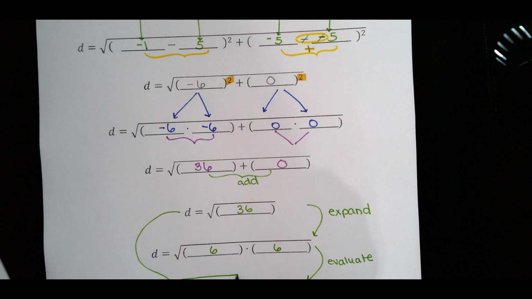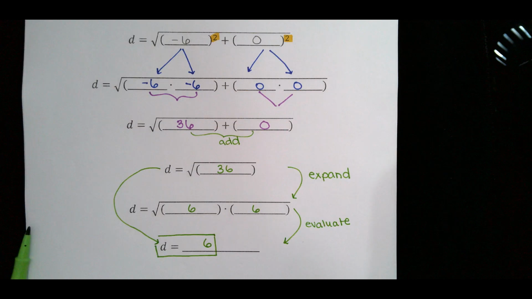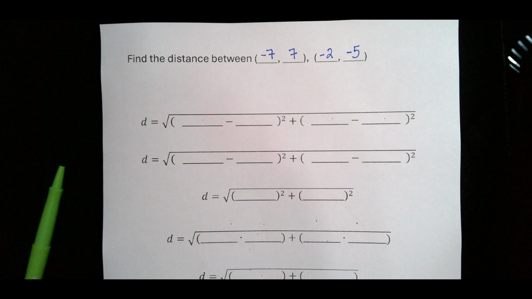Okay, we got one more example. And that's going to be number 2 on your classwork number 24. Let's write out our numbers. I got -7, +7, -2, x1, y1, x2, y2.